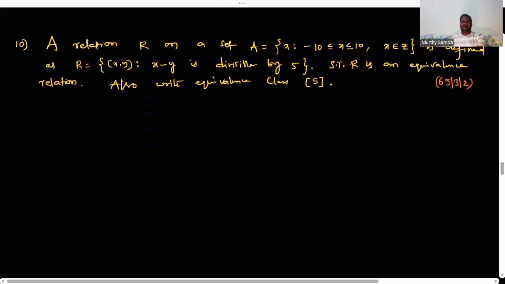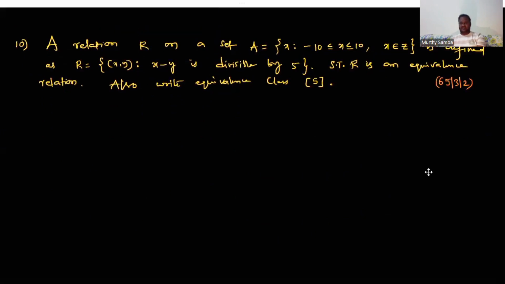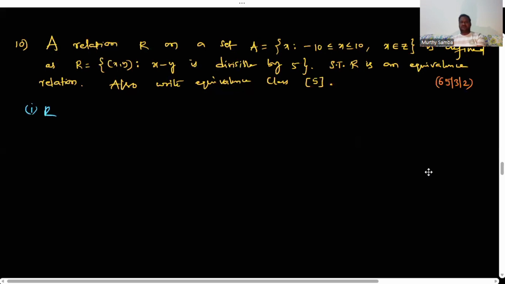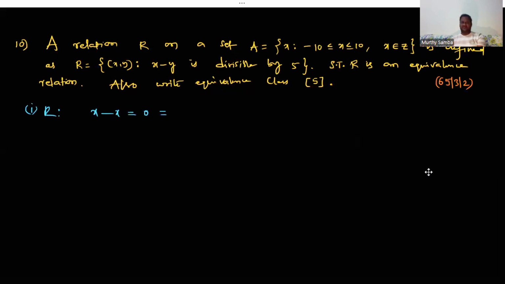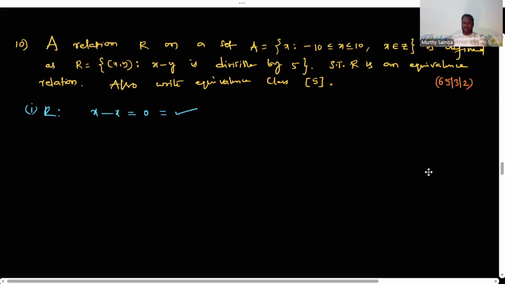A relation R on a set A equal to {-10 to 10, x belongs to Z} is defined as R equal to {(x, y): x minus y is divisible by 5}, right? So when you are coming to the reflexive relation, we are taking only one element in the case of reflexive relation. x minus x is equal to 0. Can you write this 0 as a multiple of 5 or divisible by 5, right? So 0 by 5 is equal to 0. Therefore, it is a reflexive relation.